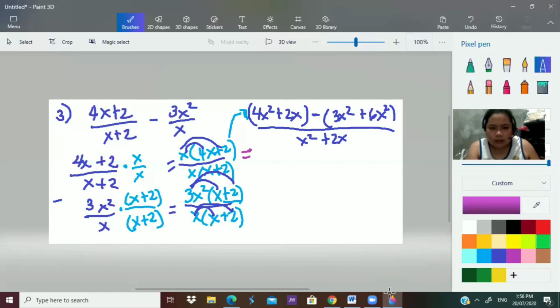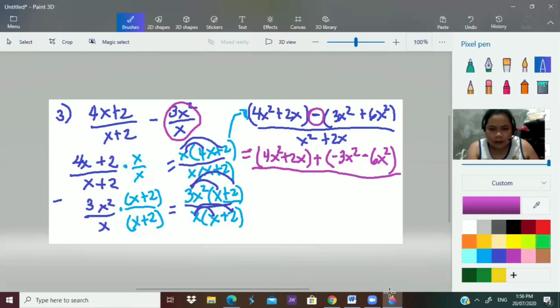So, let's do this one. So, you have 4x squared plus 2x. Ano ang papalitan ng sign? Yung subtrahend. Yung last entry. Papalitan natin yung sign ng last entry. So, ito, from positive, it turns out into negative 3x squared. From positive 6x, magiging negative 6x squared. Then, proceed sa addition, all over x squared plus 2x.